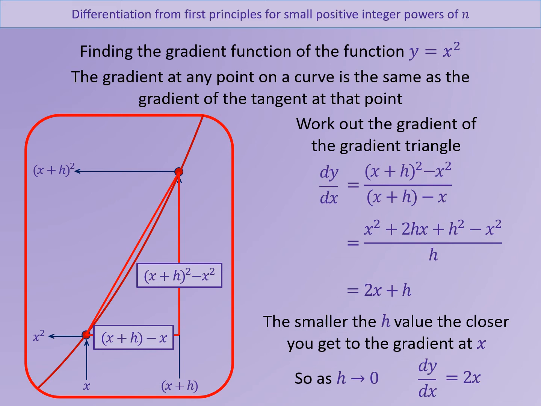So as h tends towards 0, as h gets closer to 0, it's going to mean that in my gradient function, the h gets close to 0, it disappears, and I'm left with the gradient function equaling 2x. And that's differentiation. I can now say that if y equals x squared, then the gradient function dy by dx is going to equal 2x. And it's this gradient function, 2x, that I would use to find any gradient at any point on the curve. I'm not going to be drawing any more lines to find those gradients.